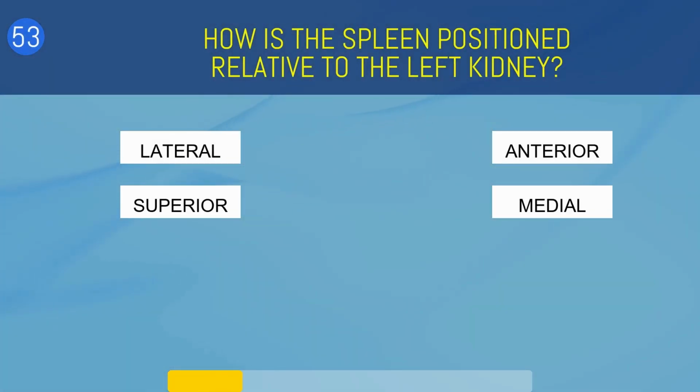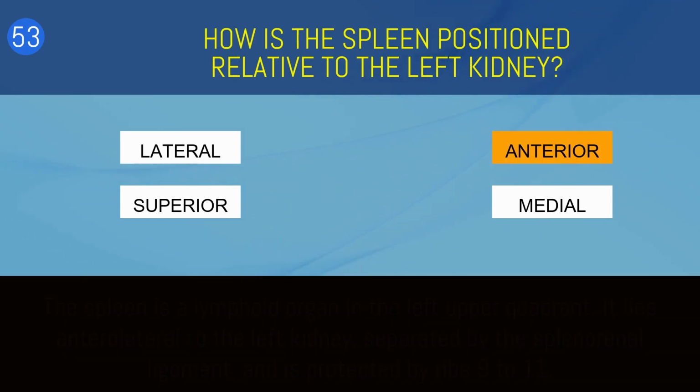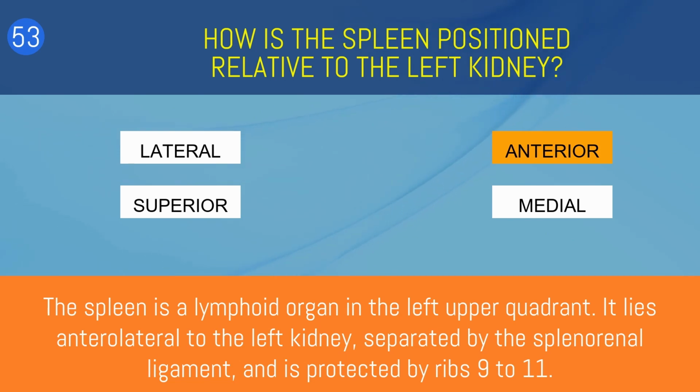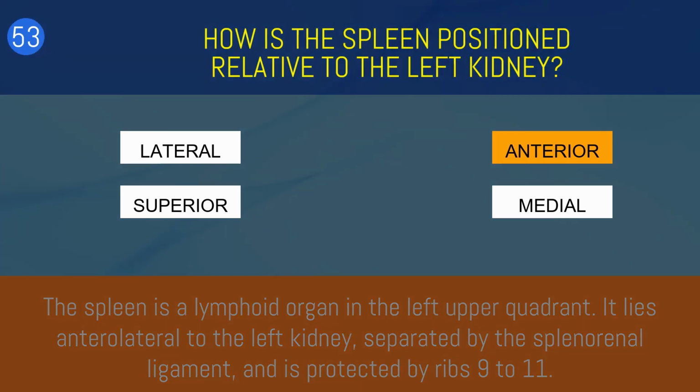How is the spleen positioned relative to the left kidney? Lateral, superior, anterior, or medial? Anterior. The spleen is a lymphoid organ in the left upper quadrant. It lies anterolateral to the left kidney, separated by the splenorenal ligament, and is protected by ribs 9 to 11.